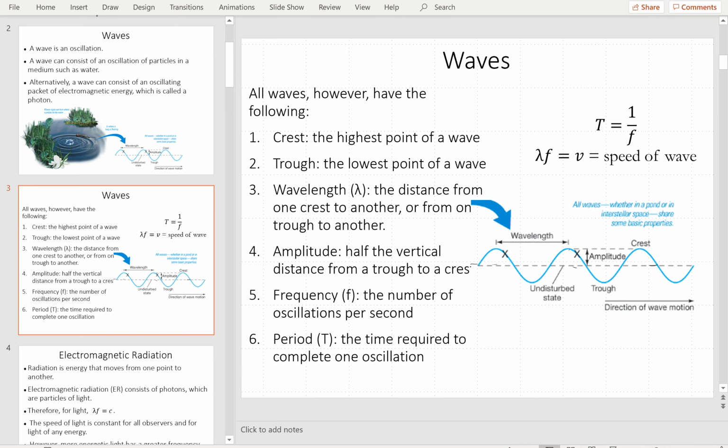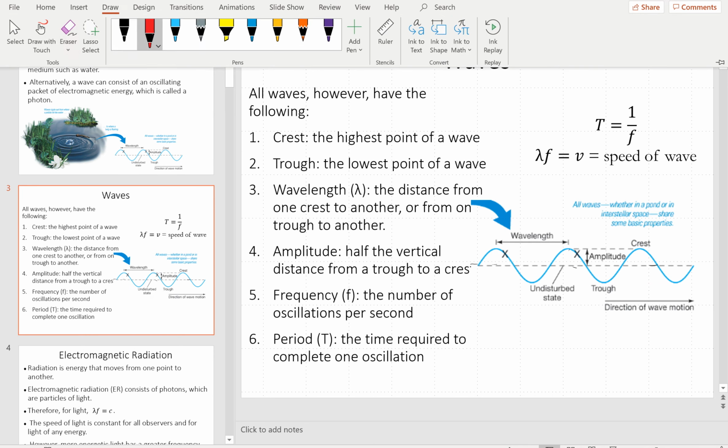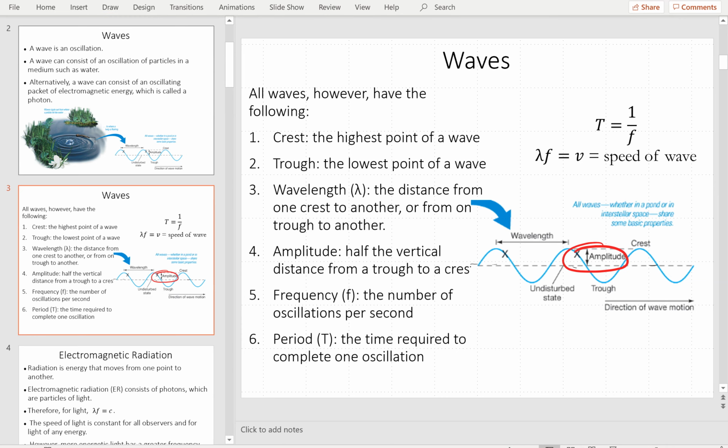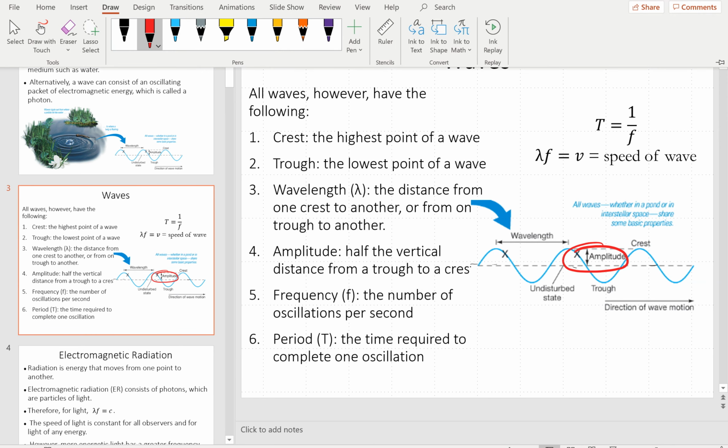The amplitude is here in the diagram. Waves also have wavelengths. The wavelength is the distance between one crest and a subsequent crest or one trough and a subsequent trough.